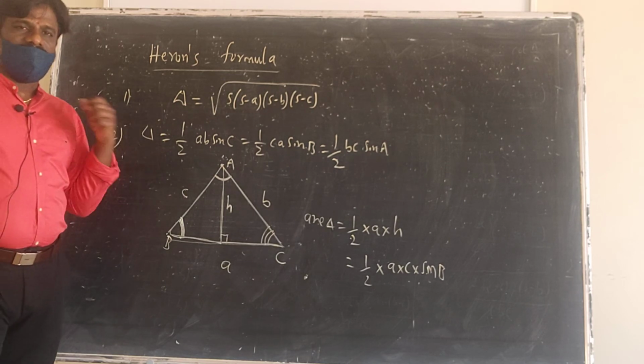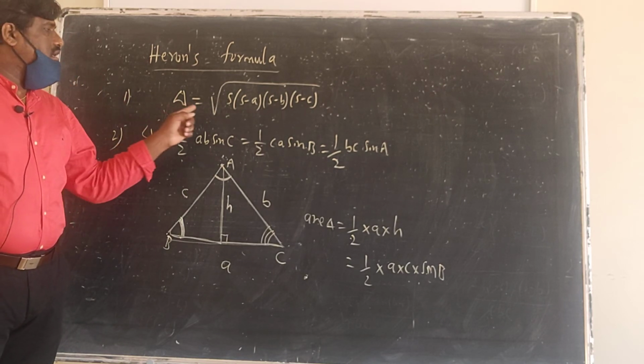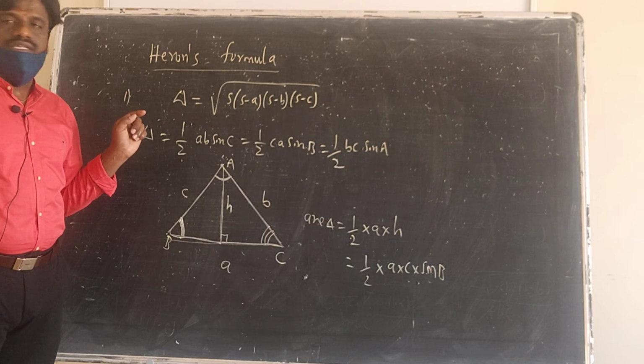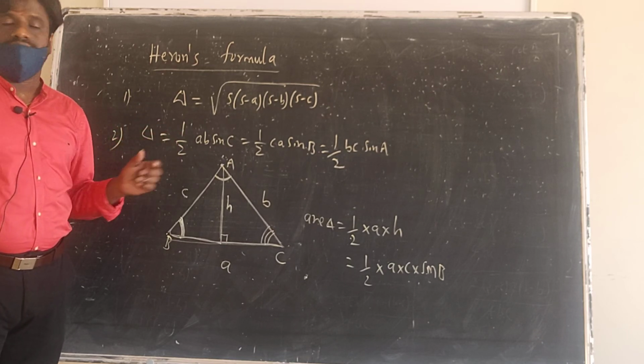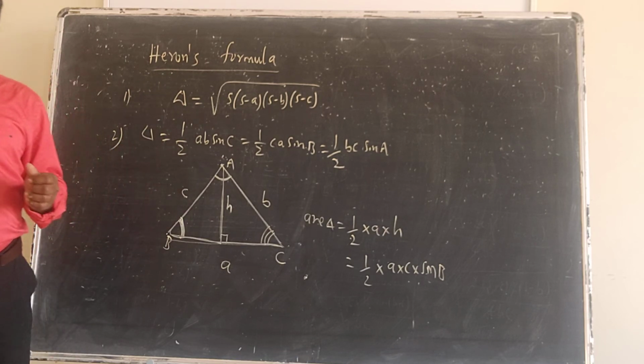So area of the triangle is two ways. Under root of S into S minus A into S minus B into S minus C. Area of the triangle is half into AB into sine C. So this is the proof for area of the triangle.